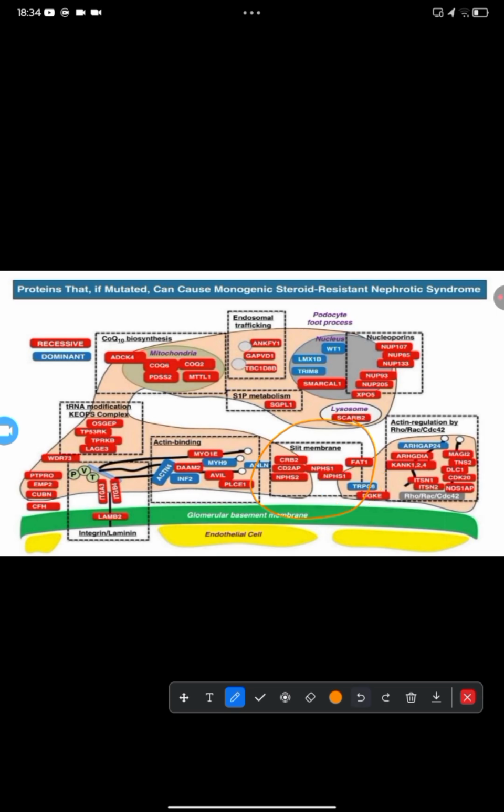And next, at the podocyte cell surface, we have WDR73, PTPRO, EMP2, Cubilin, and CFH. These are all recessive in this figure because they are all colored in red. And then just beside it, we have the integrin-laminin interface. We have the genes ITGA3, ITGB4, and LAMB2, and these are also recessive genes.